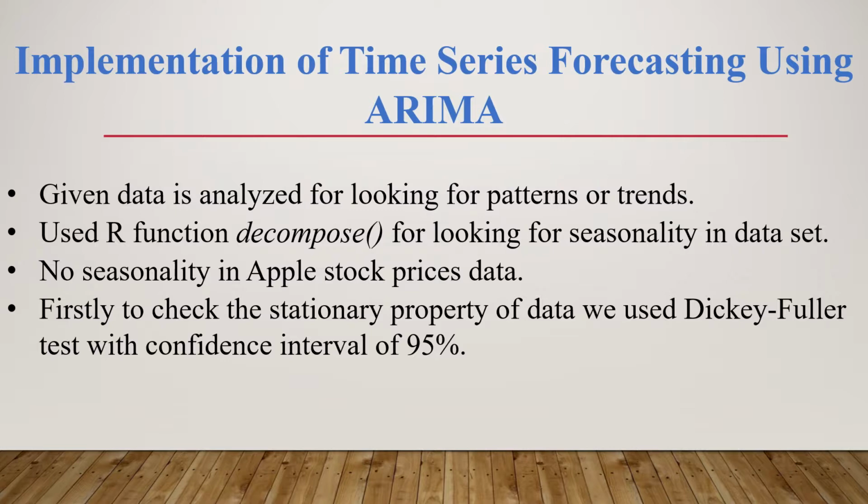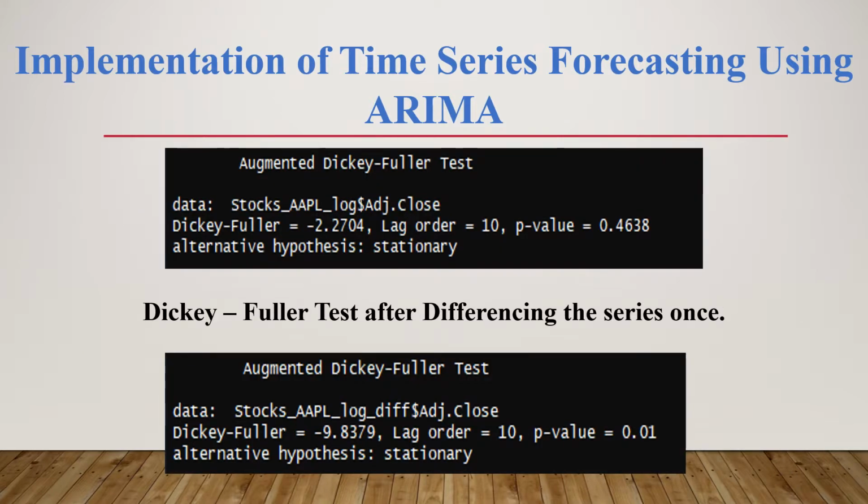First, to check the stationary property of the data, we used the Dickey-Fuller test with a confidence interval of 95%. The Dickey-Fuller test at the beginning gave us the result in which the Dickey-Fuller index was minus 2.2704 with lag order of 10 and p-value of 0.4638. The p-value is greater than 0.05, which is lesser than 95% confidence. That's the reason we fail to reject the null hypothesis, which implies that the given series is not stationary.